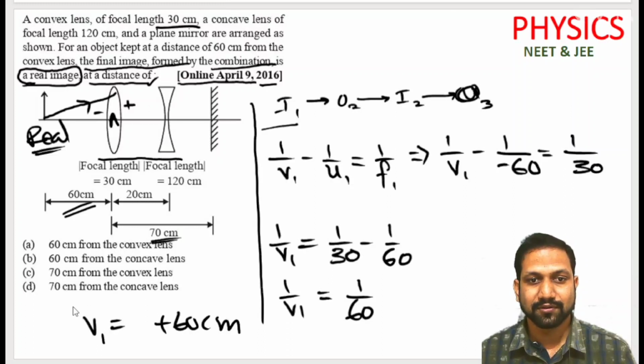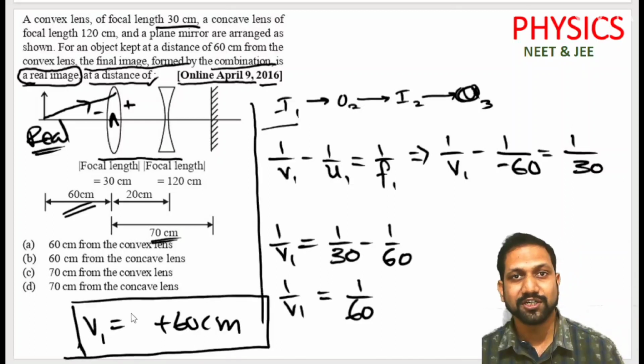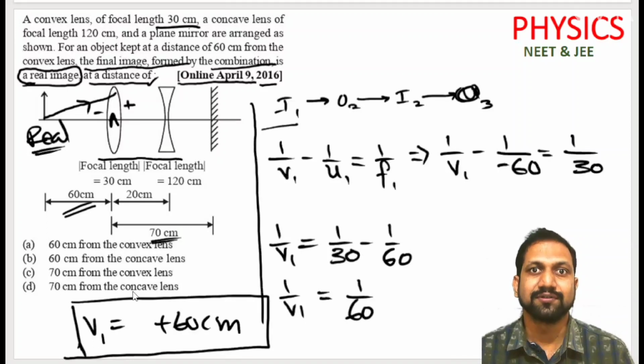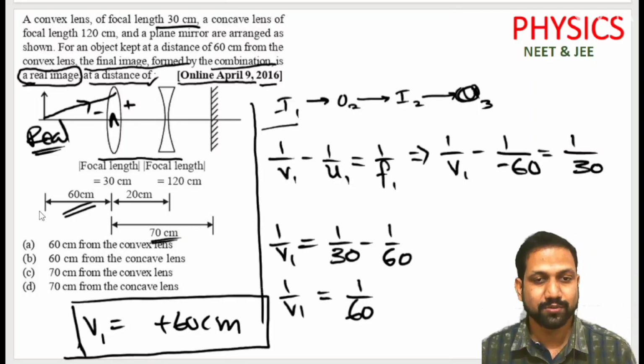The meaning of that positive image distance, I told you clearly. In case of refraction, positive image distance stands for a real image. In reflection, it is a virtual image. In case of refraction, negative image distance stands for a virtual image. In reflection, it is a real image. So you should remember statements like this. So it is at 60 centimeters from the convex lens.